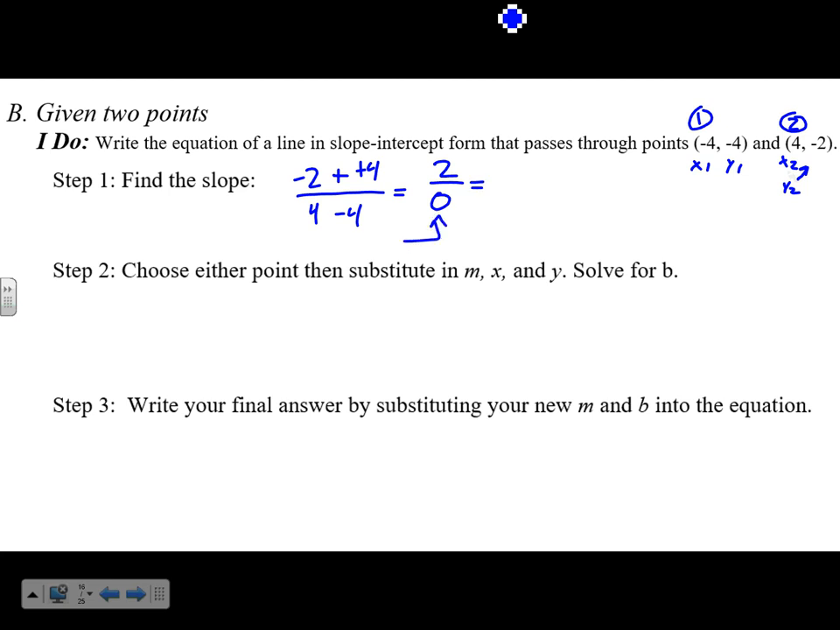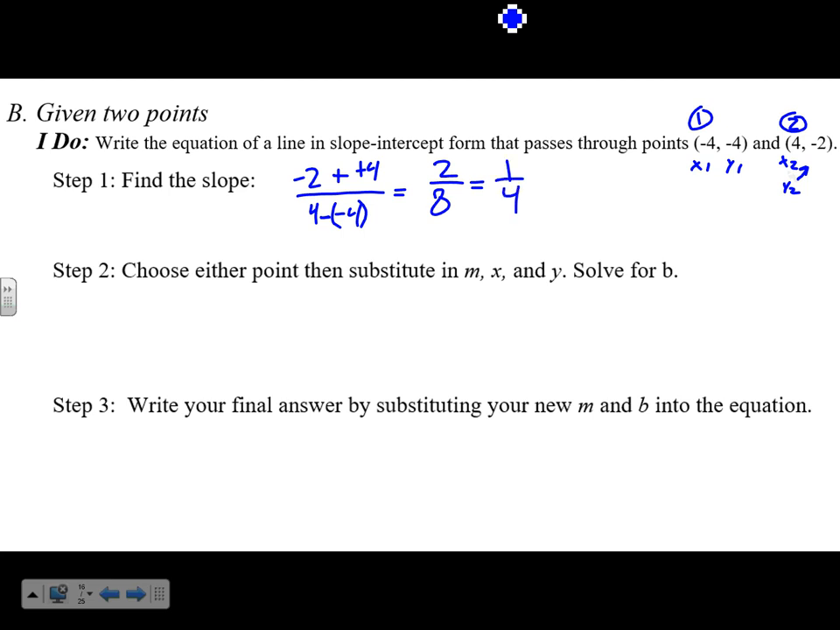Well, hold on. I made a mistake, and I'm glad I did. I'd like to act like I did it on purpose. It's not 4 minus 4, it's 4 minus -4. So the denominator should have been 8. Sorry, 4 minus -4 is 8, so that is 1/4.